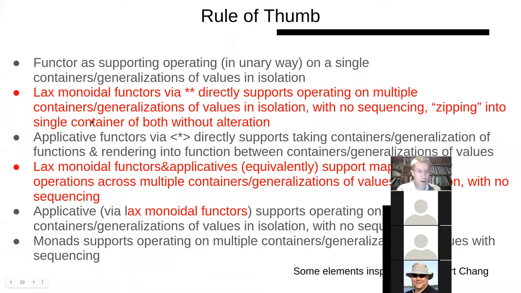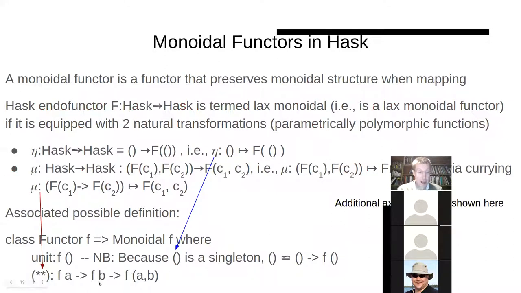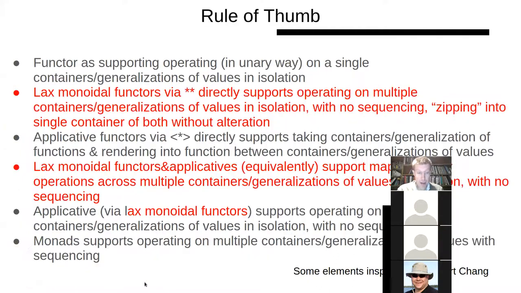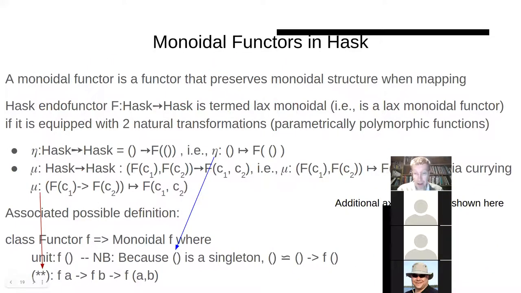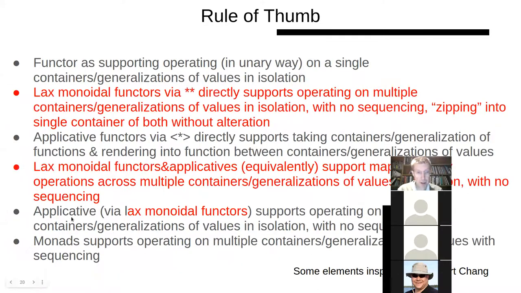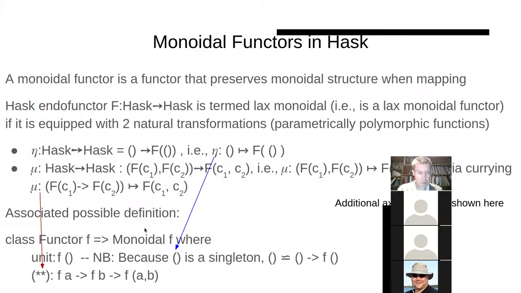Okay, so these monoidal functors, you could think of them, and I like Adelbert Chang's thoughts on this. He has a very nice video, which I've given you in the last slide, which combines some elements of the theory with many elements of practice. But basically, you could think of a monoidal functor here as providing a way of taking multiple independent values and zipping them into a single container without alteration. And so it takes both of these independently. You have a list of A's and a list of B's, and you package them up. So you have a list of ints and a list of bools, and you get a list of int comma bool pairs, right? That's what it can do. It supports operating on multiple of these.